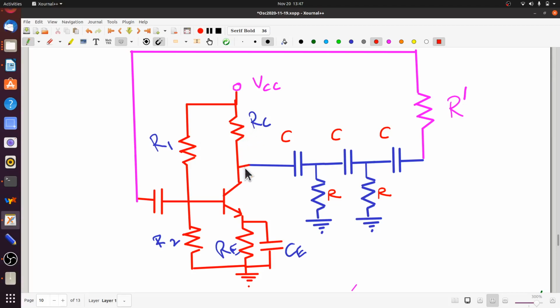Here, these capacitors are blocking capacitors, and we are not using a blocking capacitor on this side. We are just using the standard CRC, and we are feeding it back through an R prime back here.